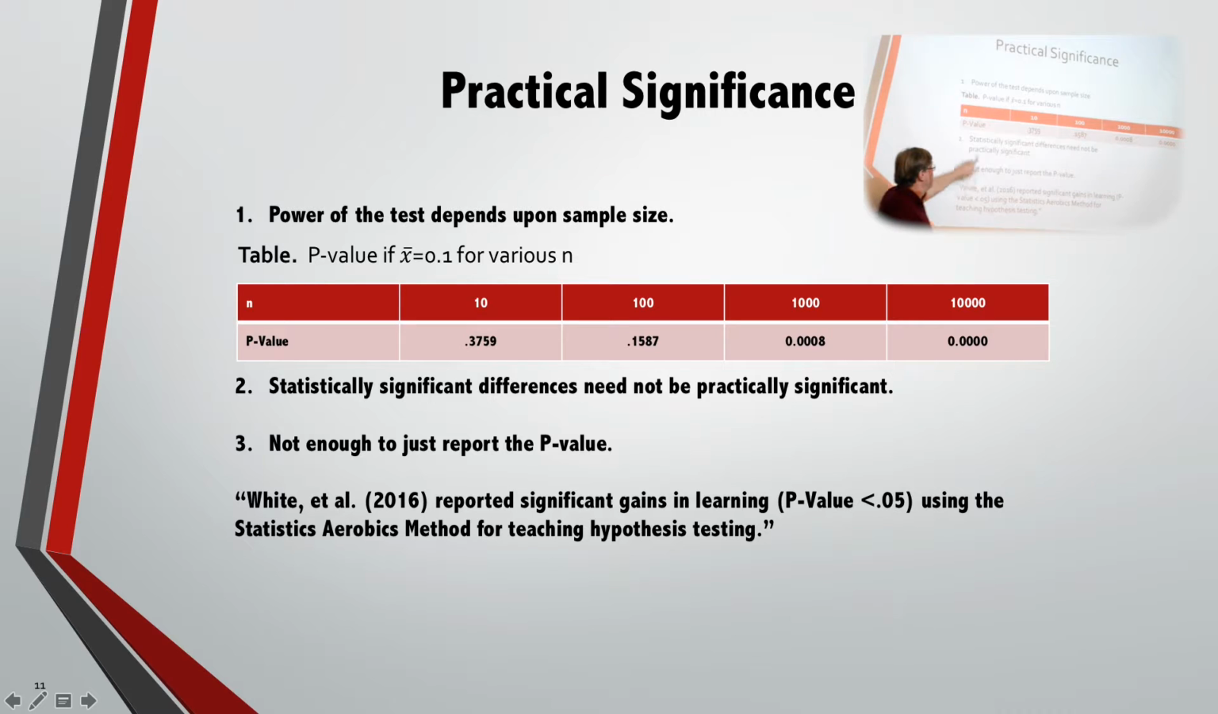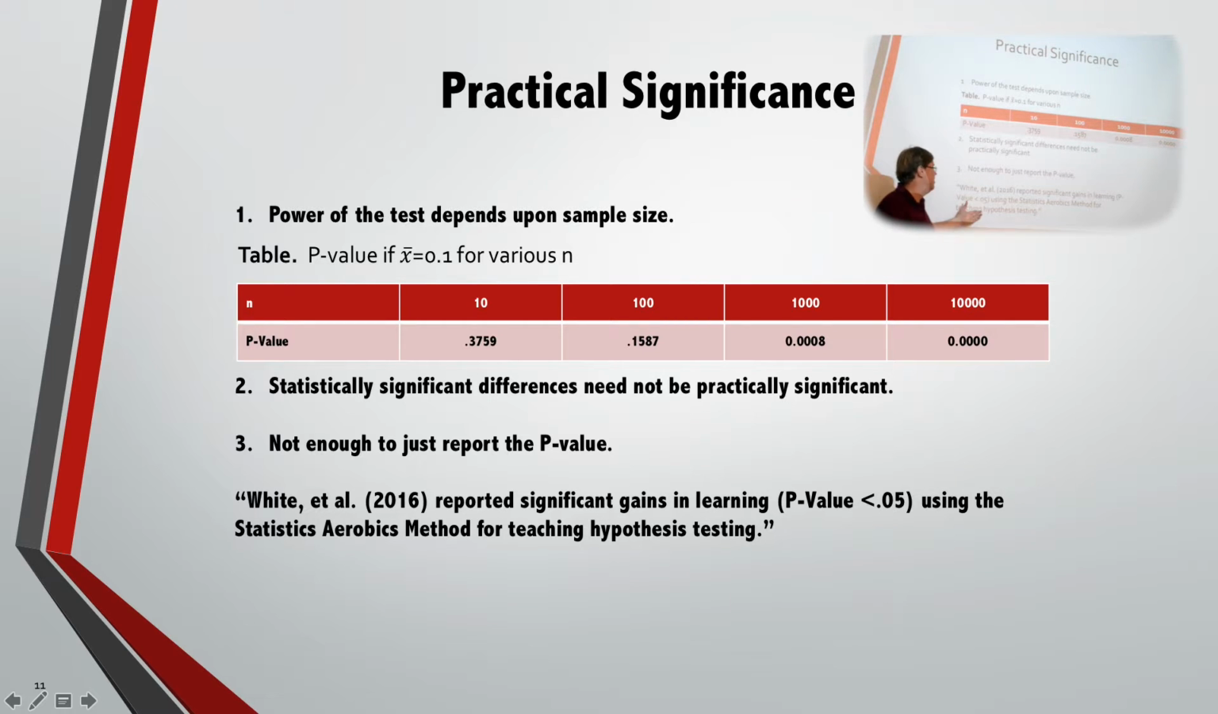So statistically significant differences need not be practically significant. If this is not practically significant, I can make it statistically significant if I see it in a big enough sample. For this reason, it's really not enough to just report the p-value. As a made-up example, White et al., that's me, 2016, reported significant gains in learning, p-value less than 0.05, using the statistics aerobics method for teaching hypothesis testing.